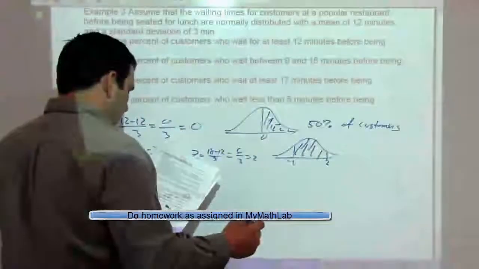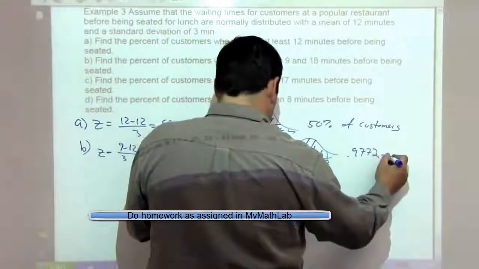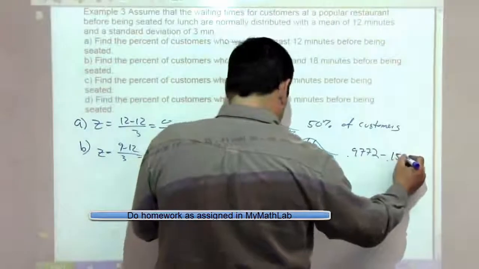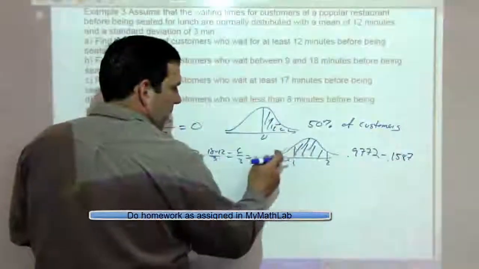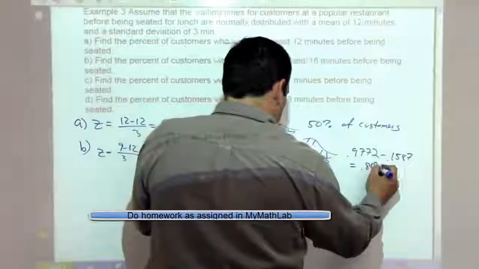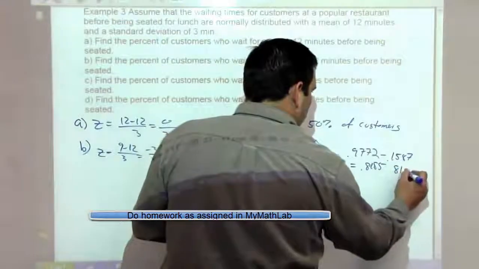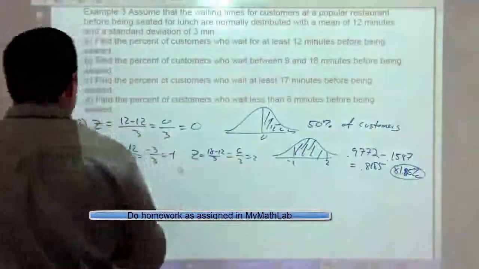So looking the values up on the table, 0.9772 minus 0.1587. So from the 2 on down versus negative 1 on down, and we have 0.8185 or 81.85%.